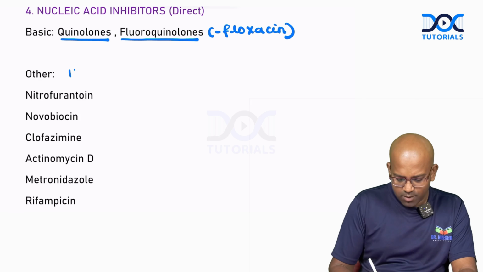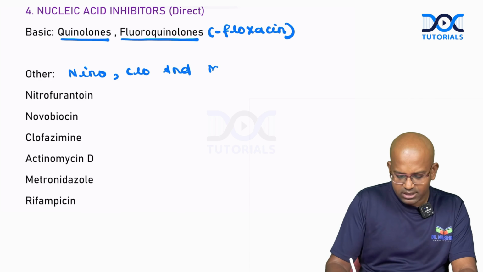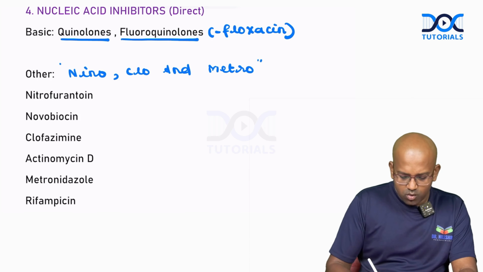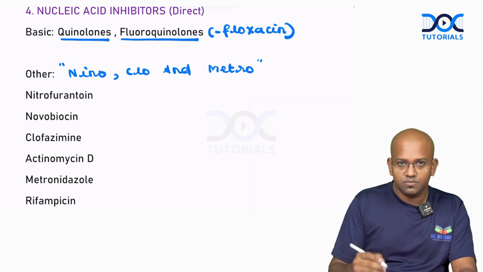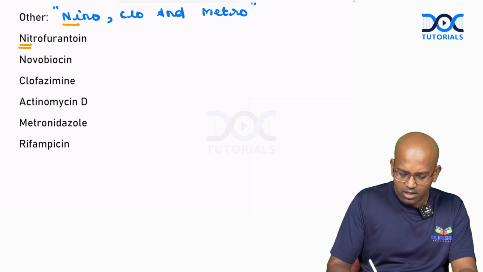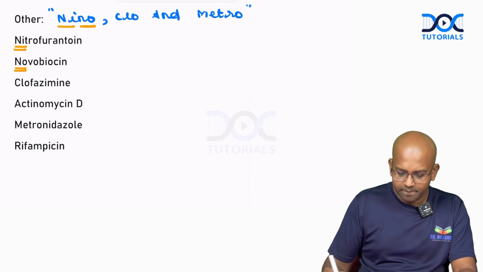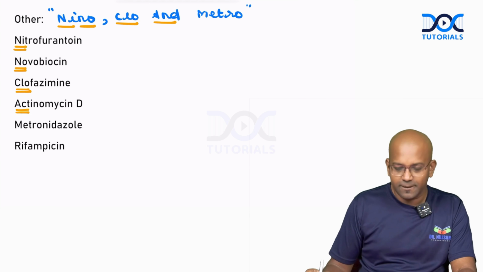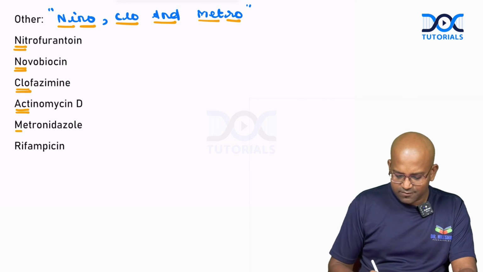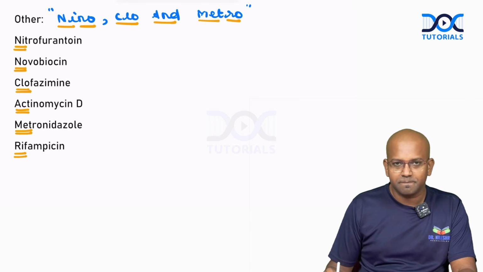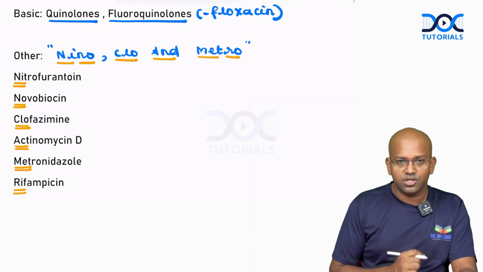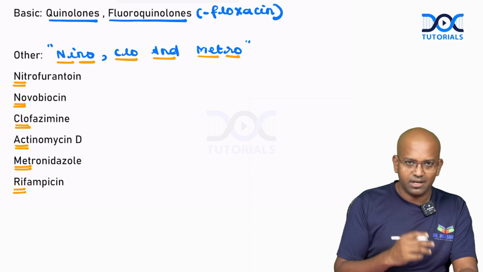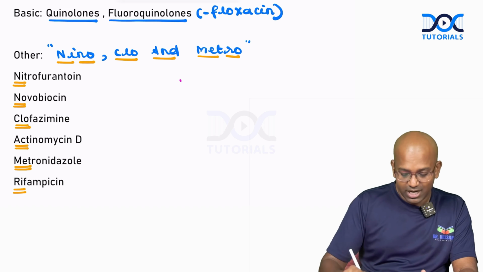Whereas for the other drugs, we have a mnemonic over here: Nino, Clo, and Metro is the mnemonic. With this, Ni stands for nitrofurantoin, No stands for novobiocin, Clo stands for clofazimine, and the next stands for actinomycin D. Met is for metronidazole, Rho is for rifampicin. All these drugs are bacterial nucleic acid synthesis inhibitors. The ones which are there in the display are all bacterial nucleic acid synthesis inhibitors. And again, bacteriostatic or bactericidal: Nino and Clo are static.